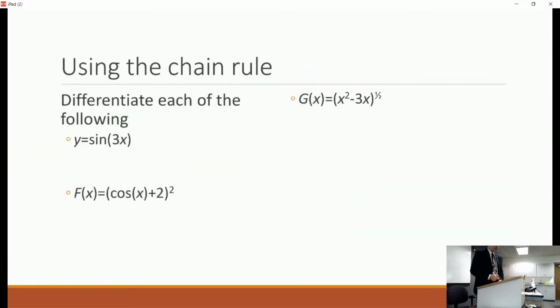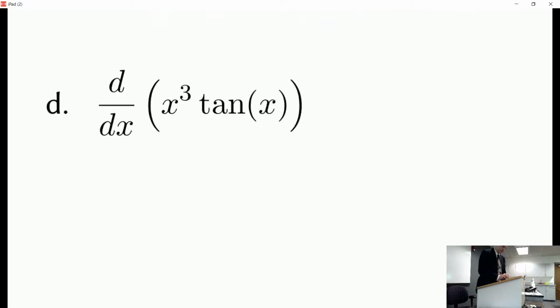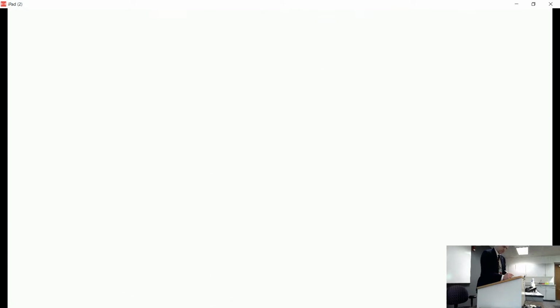So let's take a look at these three. These are the three that we had earlier. I'm going to copy this over to Notability so that we can take our time with this. So I want to find the derivative of the sine. I've forgotten what I was doing here. Oh, we did sine of 3x.